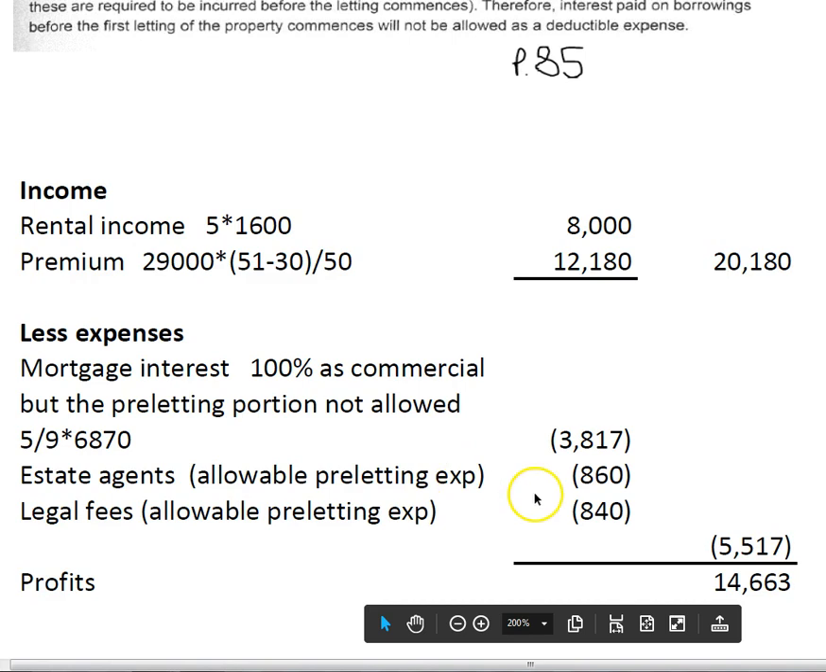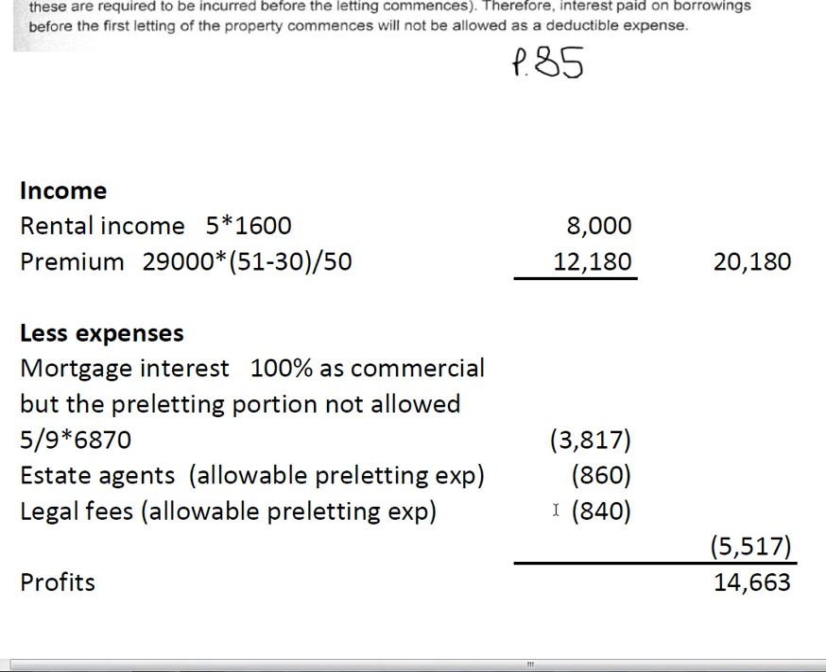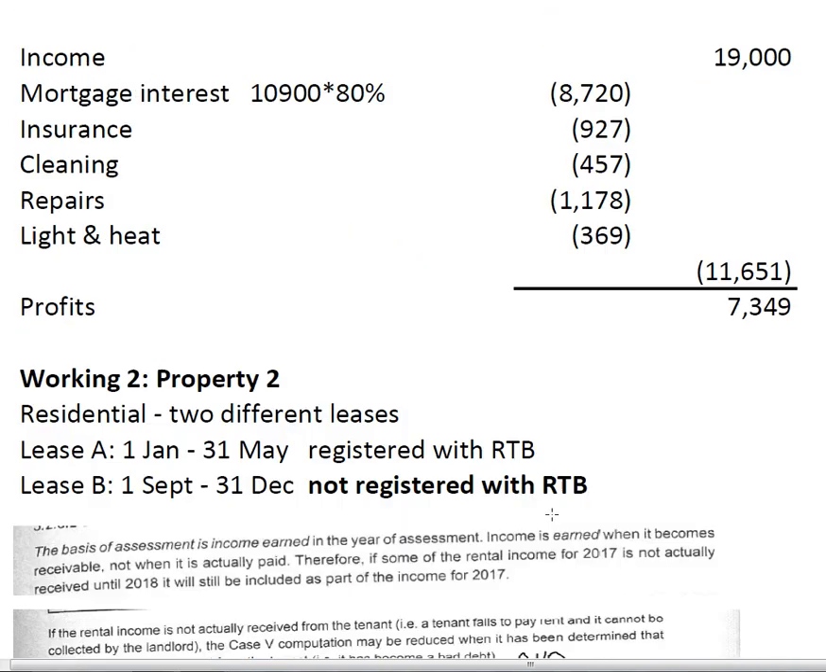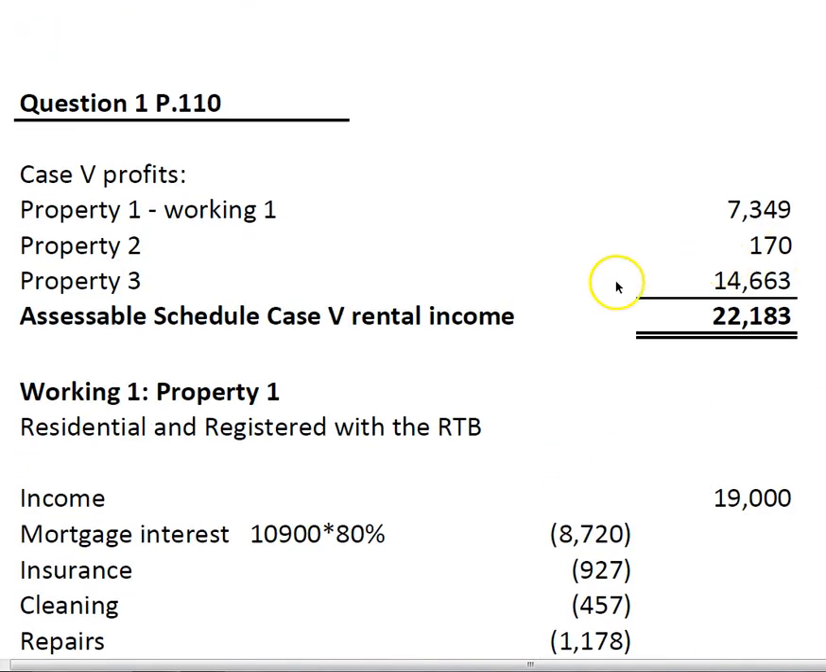And then we take away estate agent and legal fees because they were mentioned as being allowable. And that works out our profit, and the 3 of them get added together. And then in the tax computation, you would say rental income or rental profits 22,183, and that will be added then to whatever other taxable income the individual has. Thanks.